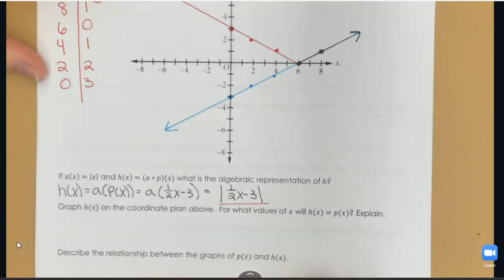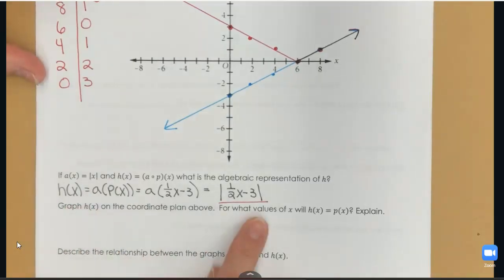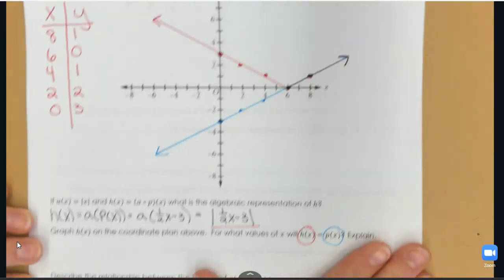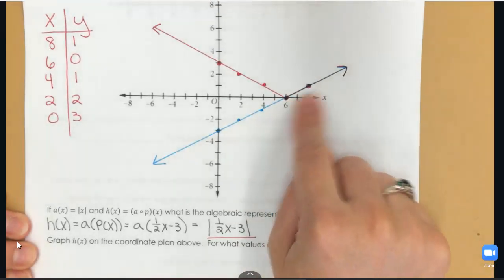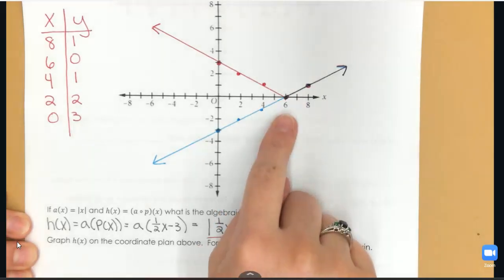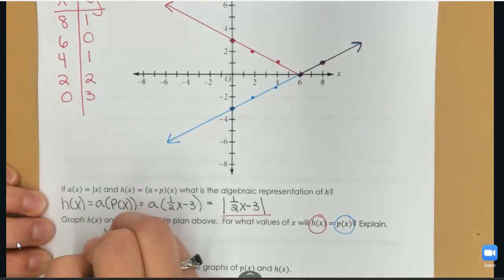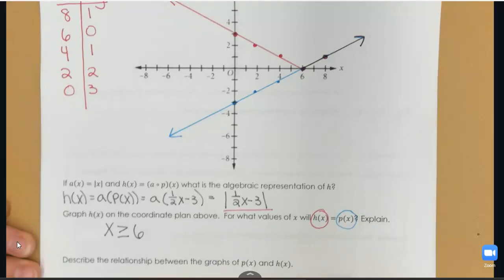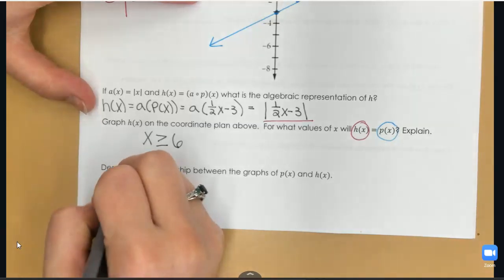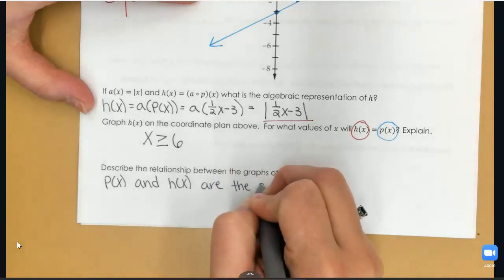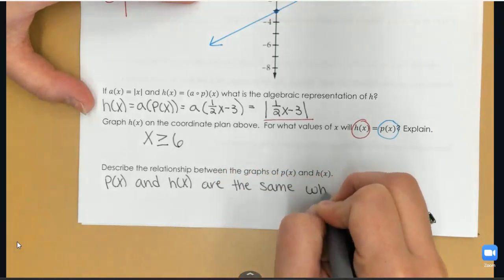So the next part of our lesson is asking us to graph it, which we've done. Now for what values of x will h of x be equal to p of x? Now remember, p of x was our blue graph and h of x was our red graph. So where are they equal? Where are their y the same? Well, this is where they are overlapping, and that is from when x is 6 and greater. So that is for values where x is greater than or equal to 6. So to describe the relationship between these two graphs, I can start off by saying that p of x and h of x are the same when x is greater than or equal to 6.